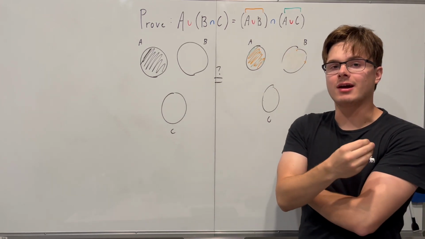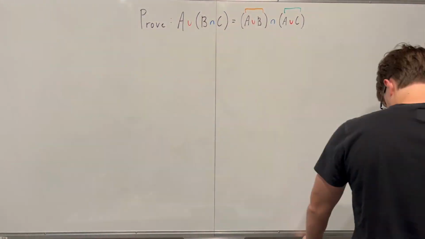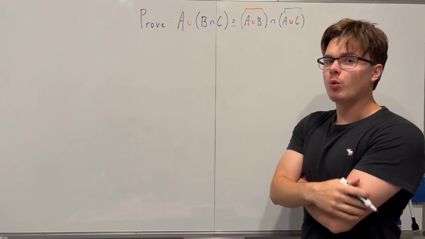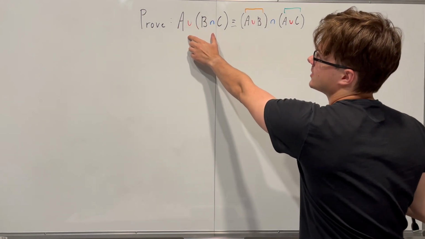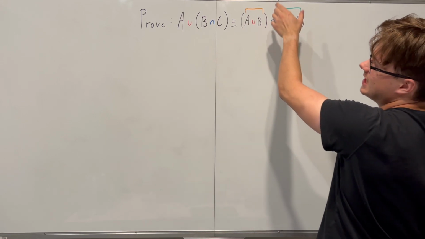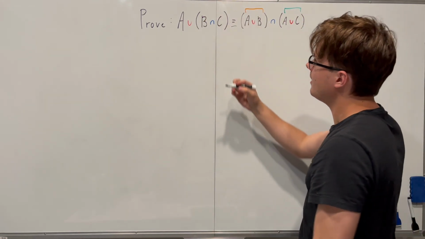So let's go ahead and prove this. Before we prove this, let's remind ourselves that because this is an equivalence, we have to show that everything on the left-hand side is going to be in the right-hand side, and everything on the right-hand side is going to be in the left-hand side. So what does that mean in math? It means the following.